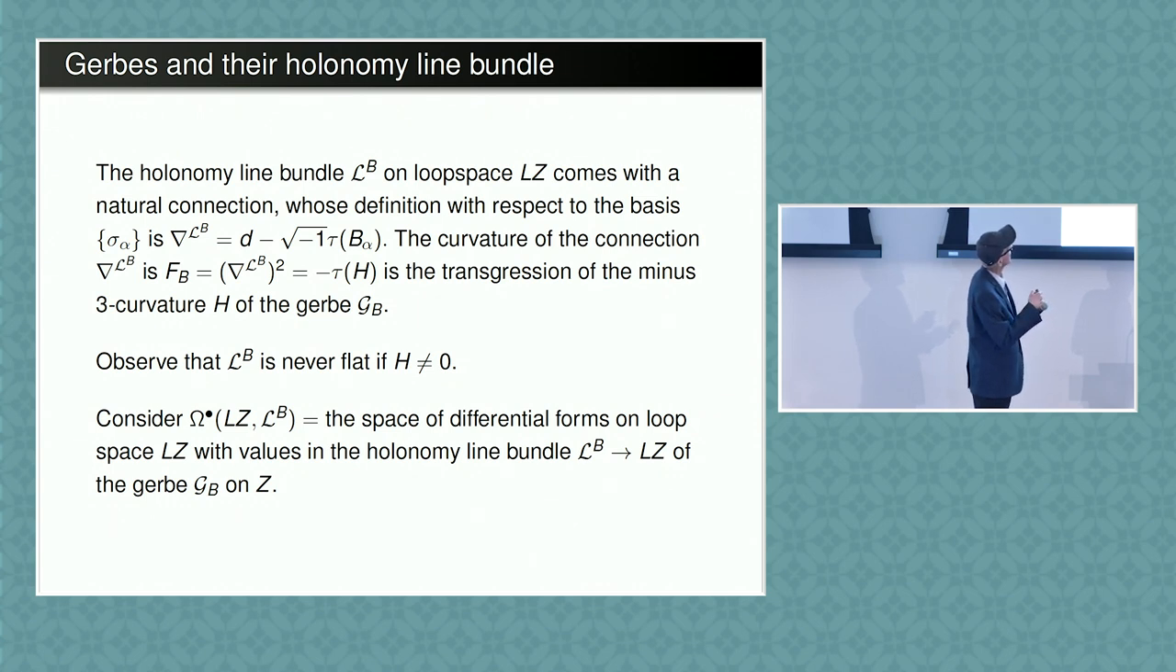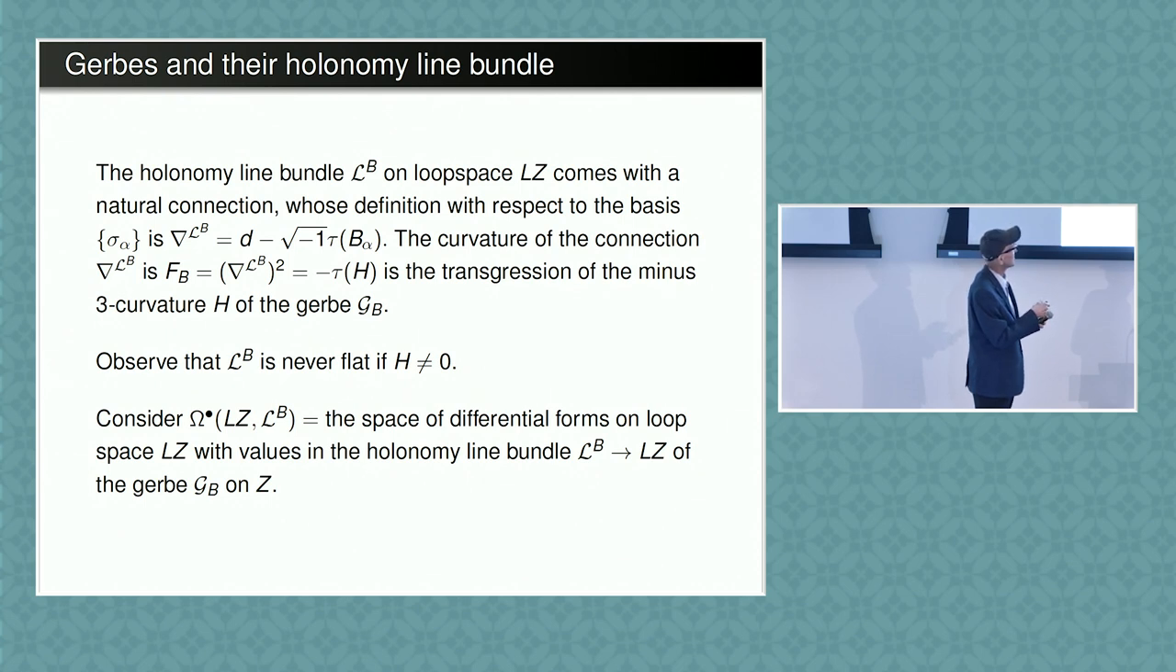The curvature of this connection, when you compute, is just minus the transgression of H. Right, so transgression of H is a two-form, closed two-form, and integral also. So LB is never flat unless H is zero, if H is not zero. So consider the space of differential forms on LZ, but with values in this line bundle LB.